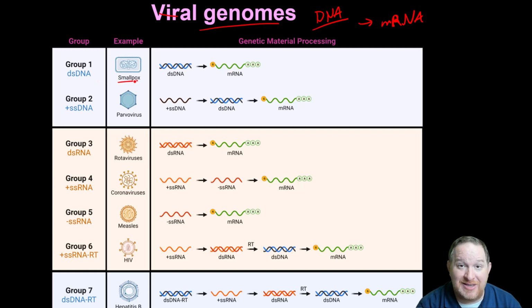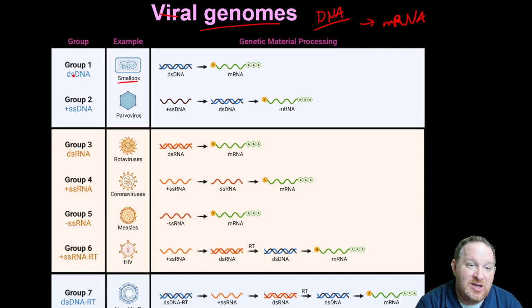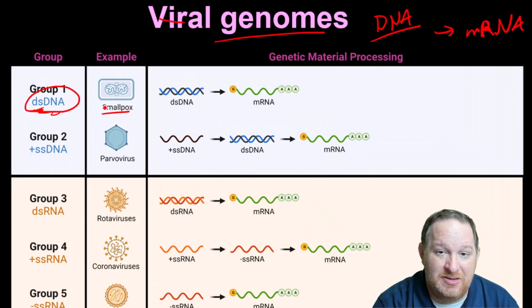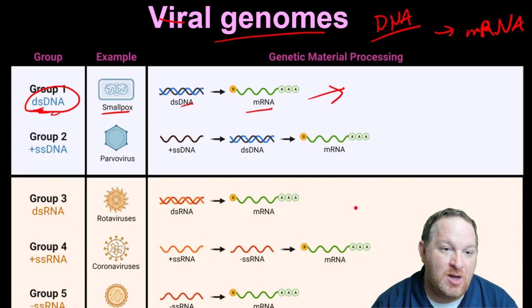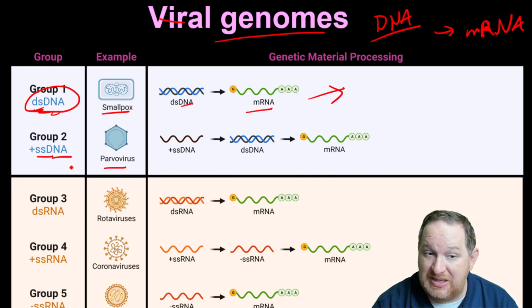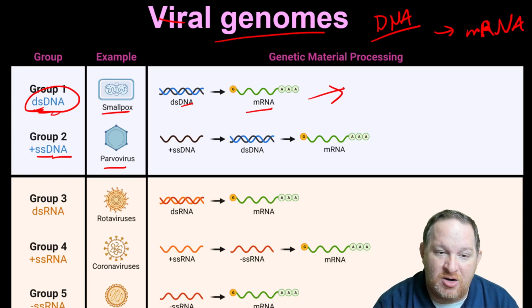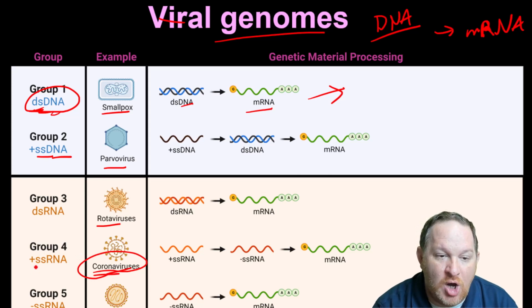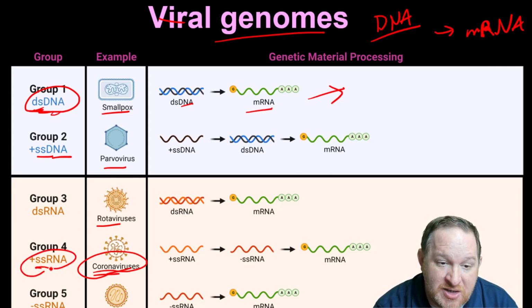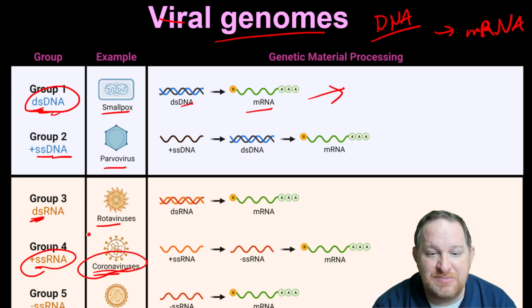Smallpox, a particularly nasty one, also related to monkeypox, actually has double-stranded DNA, which codes for messenger RNA, and then goes through the process. Parvovirus has single-stranded DNA. But then if you go down into some of these others, some of these rotaviruses, and then the coronaviruses, which caused COVID, those are actually RNA. Some are single-stranded RNA viruses. Some are double-stranded RNA viruses.